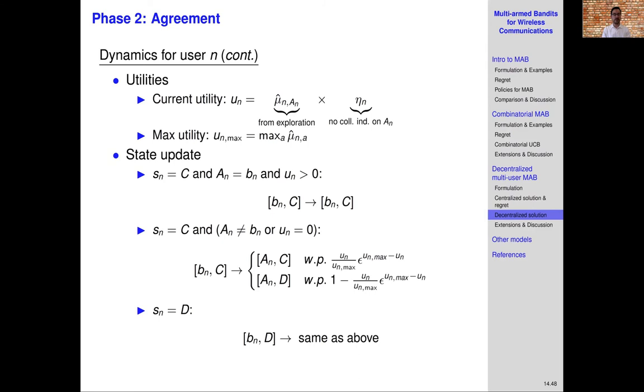The user's next state will be the selected arm and a content or discontent status pair, with the probability of content being proportional to the utility that the user receives. If the utility is 0, with probability 1 the user will transition to a state with status discontent. The same transition rule happens when the state of the user is discontent.